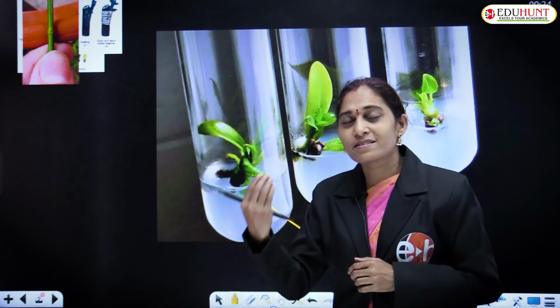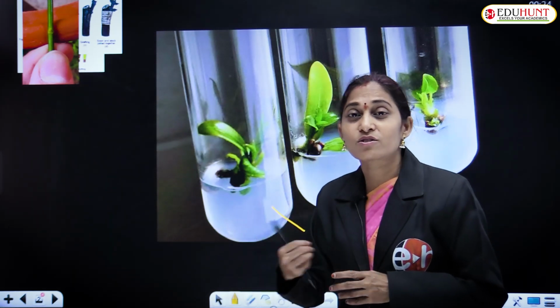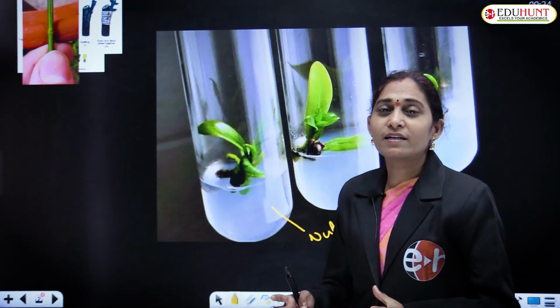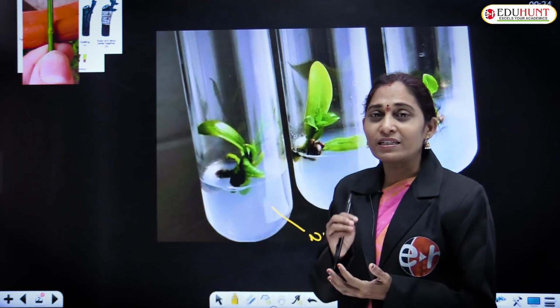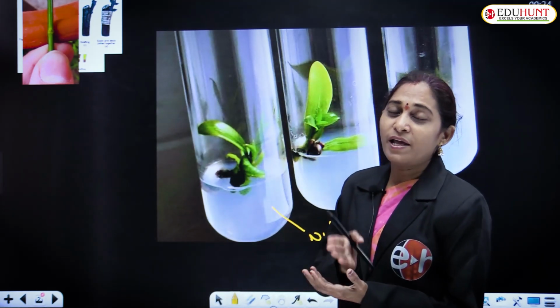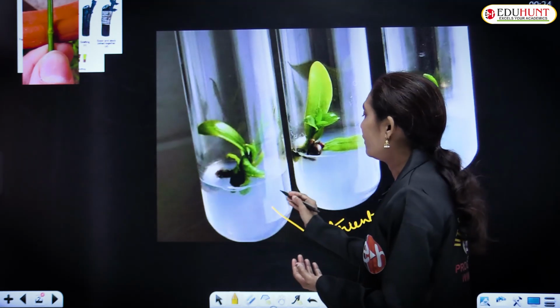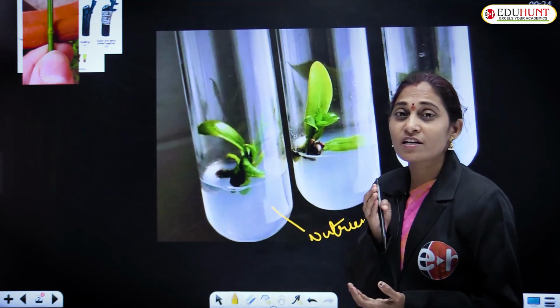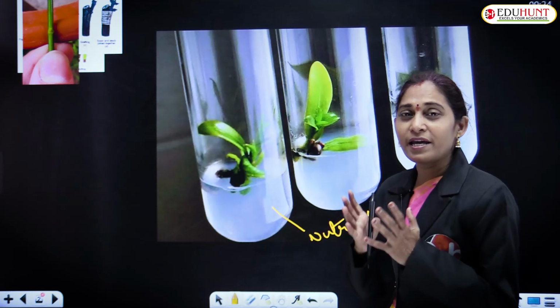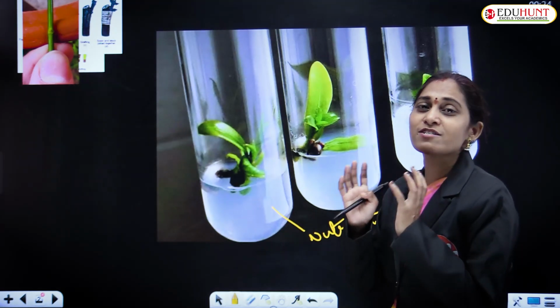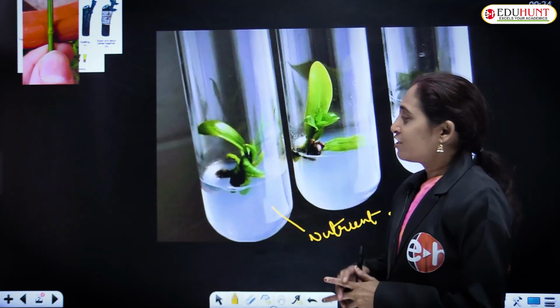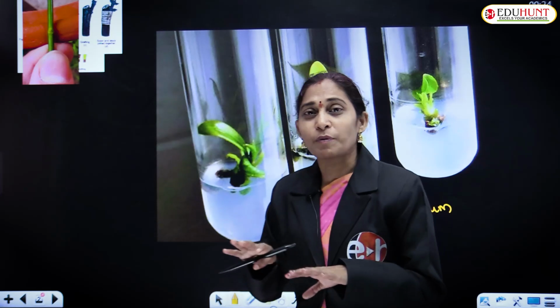If we place the cell in the soil, what happens? Immediately the microorganisms attack the cell and it may get damaged. Because of that, we take proper care and place the cell on a nutrient medium which is a sterilized one, and place this in a sterilized room. So all the experiments should be performed under aseptic conditions. There should not be any microorganisms.